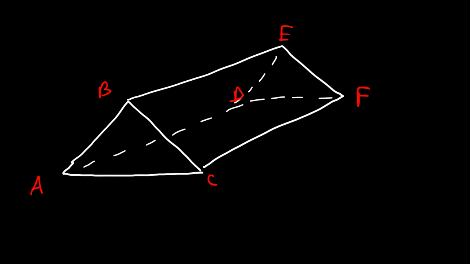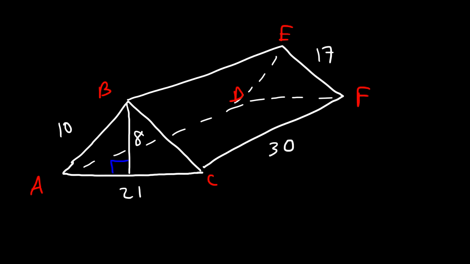So let's say that CF is 30, and let's say that AB is 10, AC is 21, and EF is 17. And let's say the height of the triangle is 8 units long. Calculate the lateral area of the prism and then the total surface area of the prism.